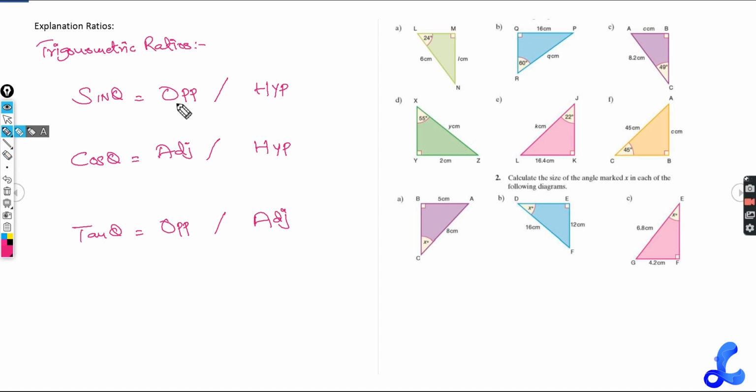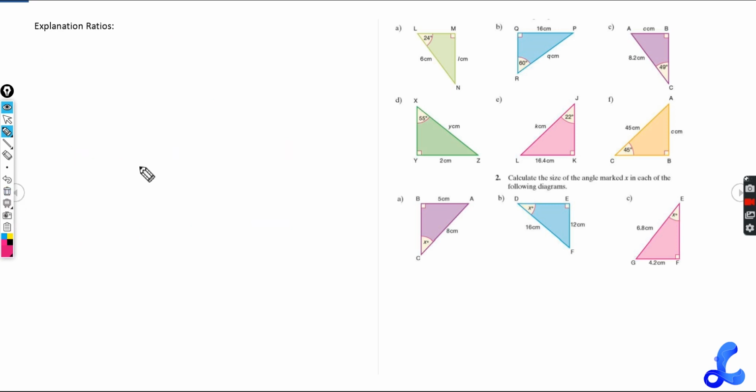These terminologies, opposite, hypotenuse, adjacent, you're already familiar with, so I don't think I need to explain this anymore. But if you're finding this a bit confusing, then I would suggest to go to the previous video and see what these sides mean. Again, it is very important to recognize these sides individually. You need to know which side is opposite, which side is adjacent, which side is hypotenuse. Okay, so let's go on to the question now.